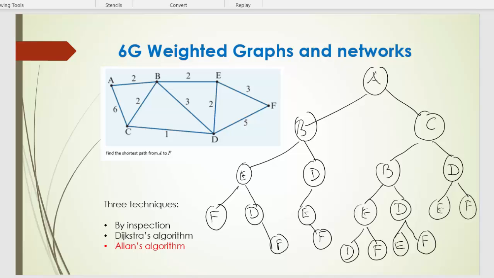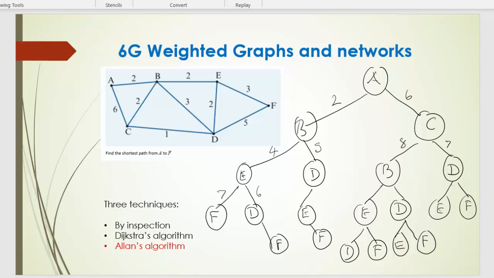A to B, 2. A to C, 6. B to E, 2 makes 4. B to D is 3, makes 5. C to B is 2, makes 8. C to D is 1, makes 7. E to F is 3, makes 7. E to D is 2, makes 6.